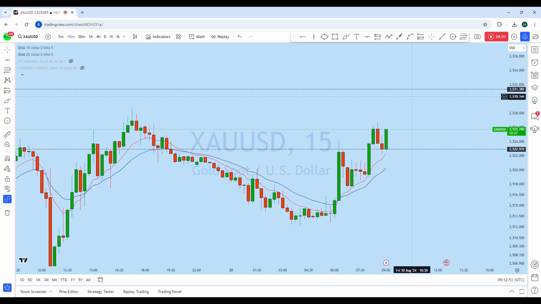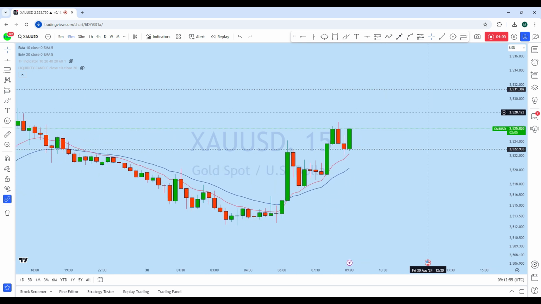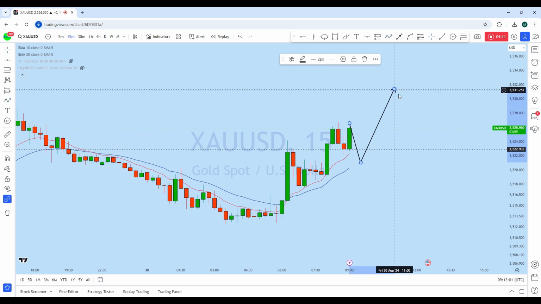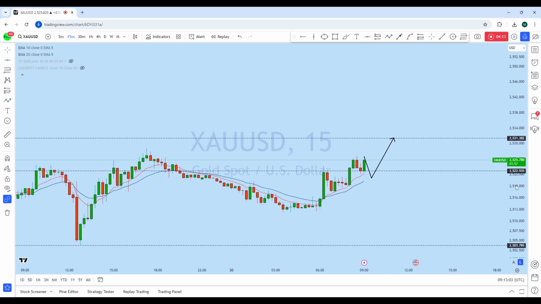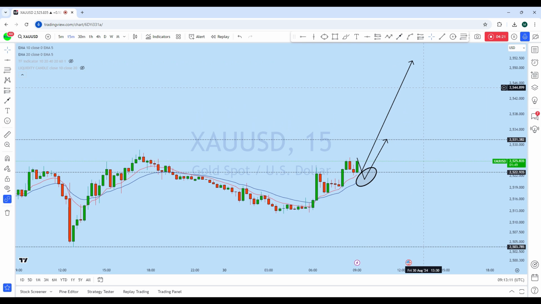We can even look at the 15-minute chart or lower time frame for entry. I will be waiting for a break of structure and then continuation. So as soon as we find a suitable entry opportunity on gold for this potential bullish move, we will be looking at going long with a high probability trade setup.